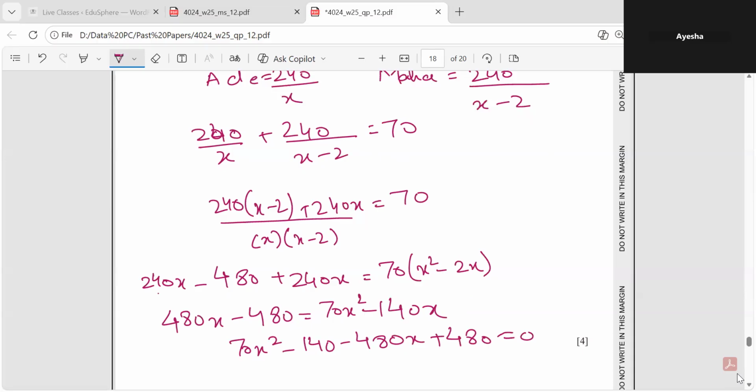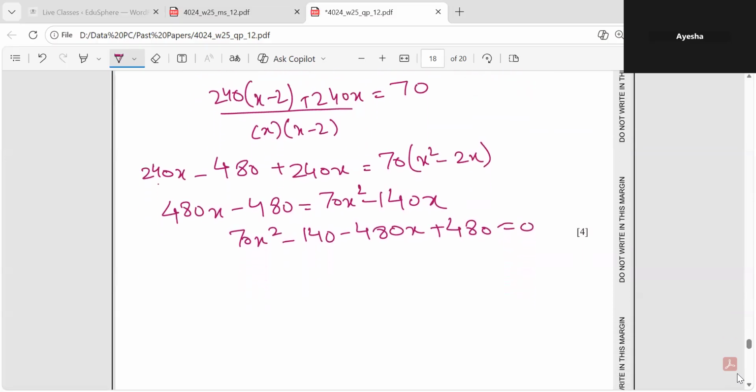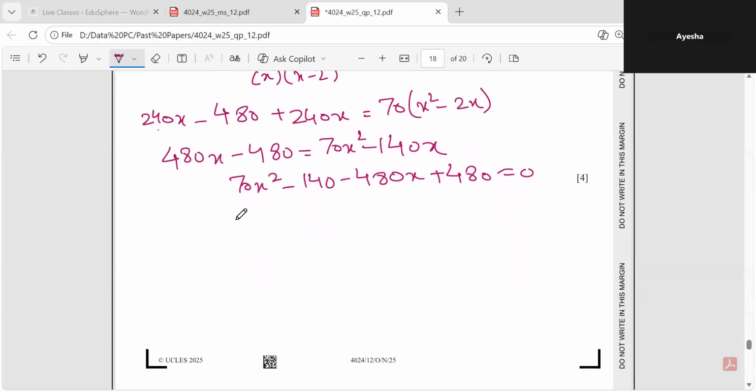And now we are going to simplify this. So it will be 70x squared minus 140 and minus 480. So I'm going to add 480 and 140. So it's 8 plus 4, 12, 5 plus 1, 6. So it's 620. So minus 620x plus 480 equals 0.